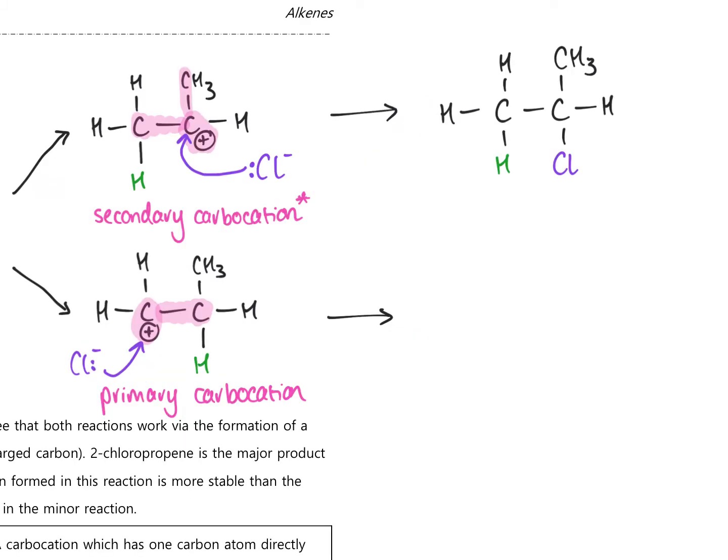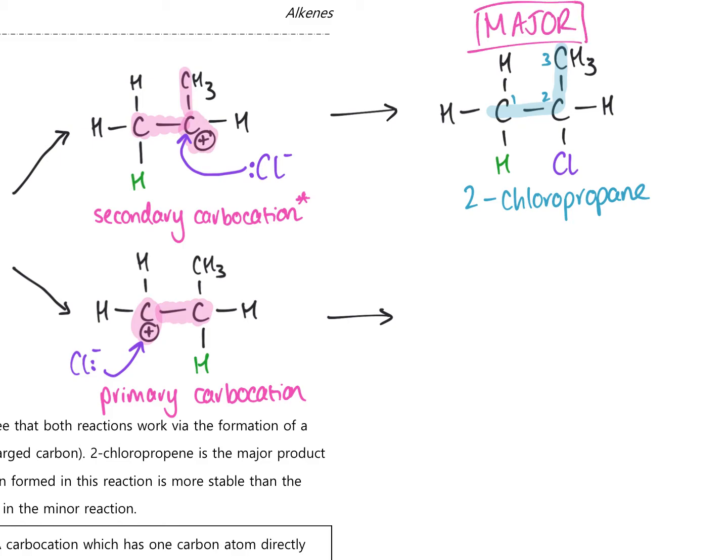So what are our final products? Well, here's the first one. As you can see, the chlorine is added onto our second carbon, carbon number 2. Remember, the longest chain here is 3 carbons, and the chlorine substituent is on carbon number 2. And so we call this 2-chloropropane. And this is in fact our major product. So you could write there, this is our major product.